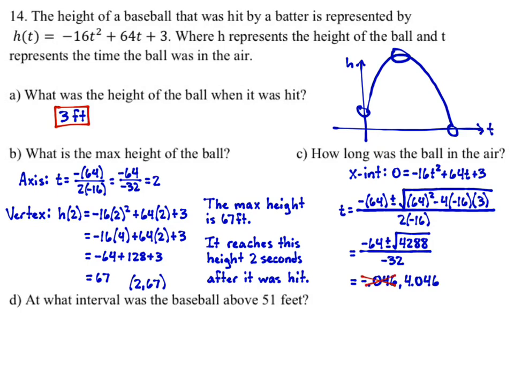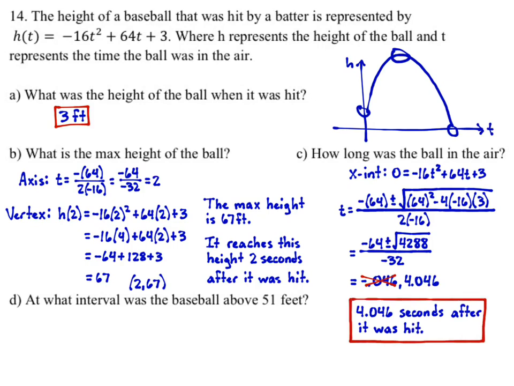That is called an extraneous solution, which means it's a solution that doesn't fit the parameters of the problem or the real life scenario. So we would say that the ball was in the air for 4.04 seconds after it was hit. Part D, it says, at what interval was the baseball above 51 feet?